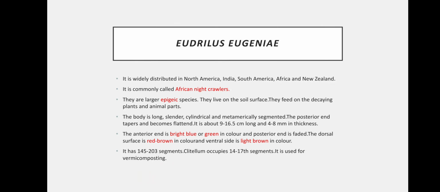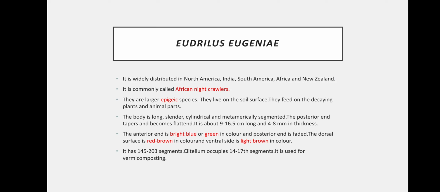Next, Eudrilus eugeniae, a commonly used earthworm species for the vermicomposting technique, widely distributed in North America, India, South America, Africa and New Zealand, commonly called the African night crawler. It is a larger epigeic species that lives on the soil surface and feeds on decaying plant and animal matter. It has a length of about 9 to 16.5 cm and 4 to 8 mm thickness.